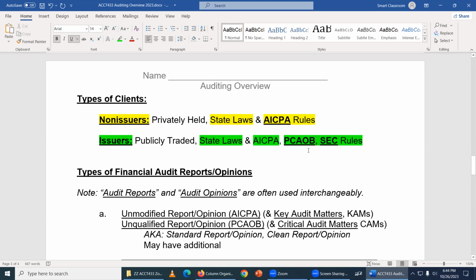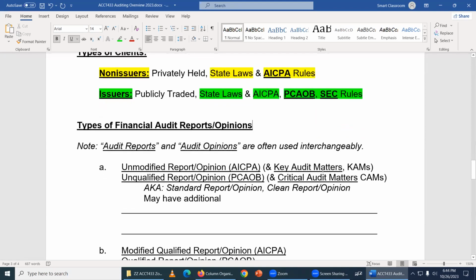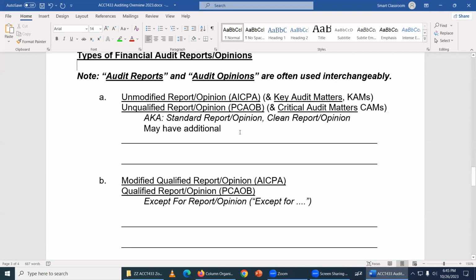The PCAOB came out of Sarbanes-Oxley. It gave us a PCAOB. I wish I could have come up with a better grouping of letters, because that does not roll off the tongue, but anyway. All right. Types of financial audits, audit reports, audit opinion. Okay. So audit reports, I think I told you about this already. Audit reports and audit opinions are often used interchangeably.